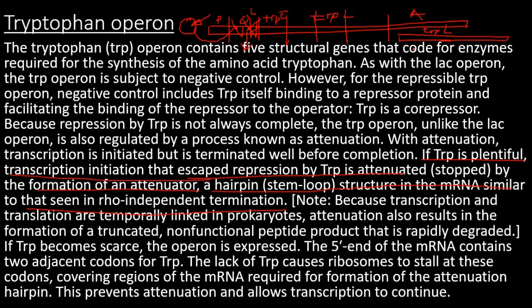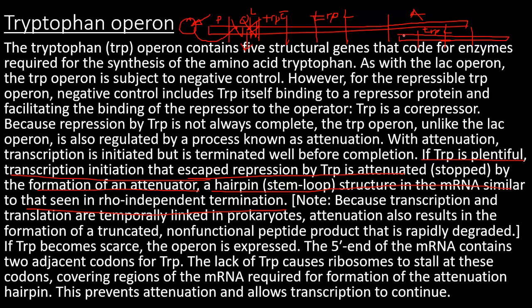So it will have regions which can cross-link. It is usually divided into 4 parts: region 1, region 2, region 3, region 4. Now, let's start with the case where tryptophan is plentiful.